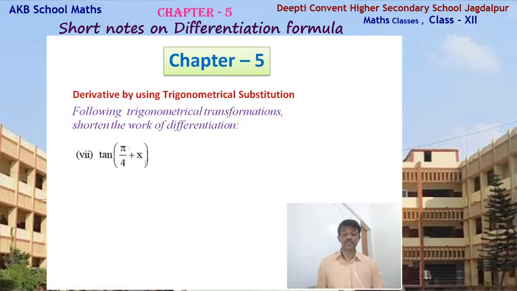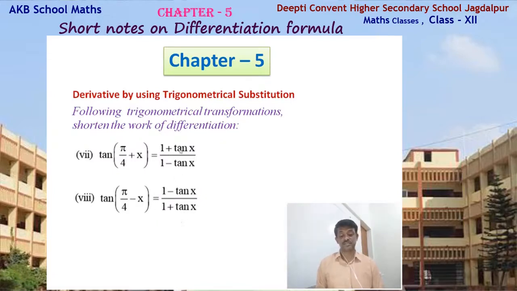Very important: tan of pi by 4 plus x equals 1 plus tan x by 1 minus tan x, you can write it using the tan a plus b formula. Similarly, tan of pi by 4 minus x equals 1 minus tan x by 1 plus tan x, just the inverse. Also a very important formula: root over 1 plus sin x or 1 minus sin x can be written as mod of cos x by 2 plus sin x by 2 if plus, and cos x by 2 minus sin x by 2 if minus.